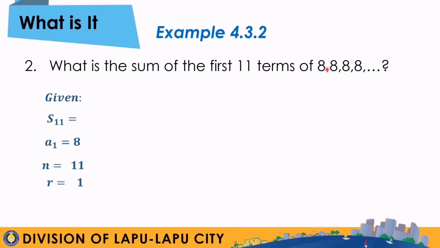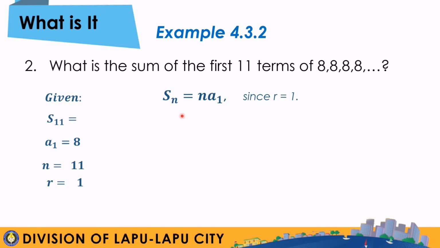Why? Well, picking any 2 consecutive terms and getting the ratio. Let's say the second term is 8, the first term is 8. 8 divided by 8, that gives you 1. And with this, your common ratio is equal to 1. So this is the formula to use.